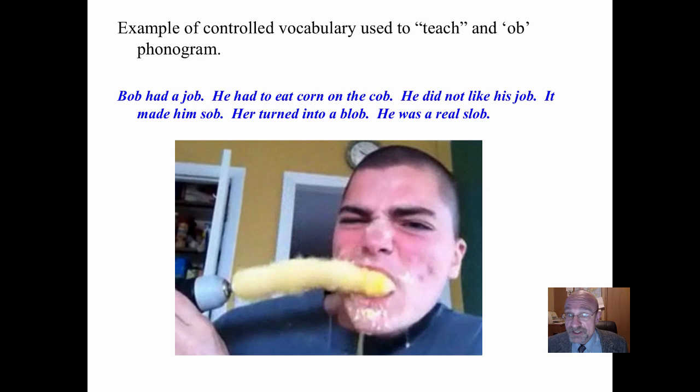Bob had a job. He had to eat corn on the cob. He did not like his job. It made him sob. He turned into a blob. He was a real slob.